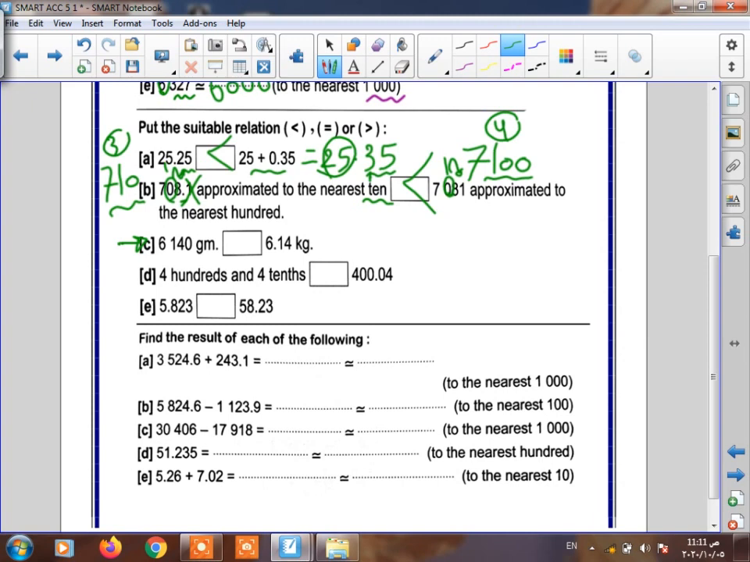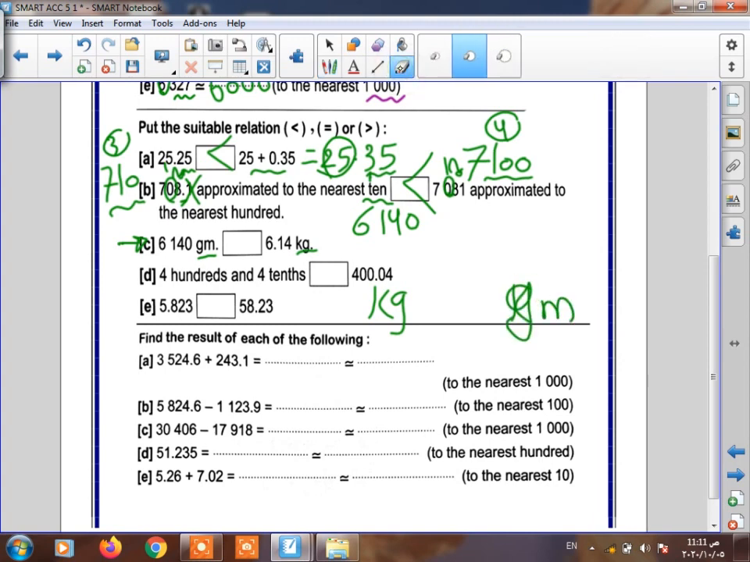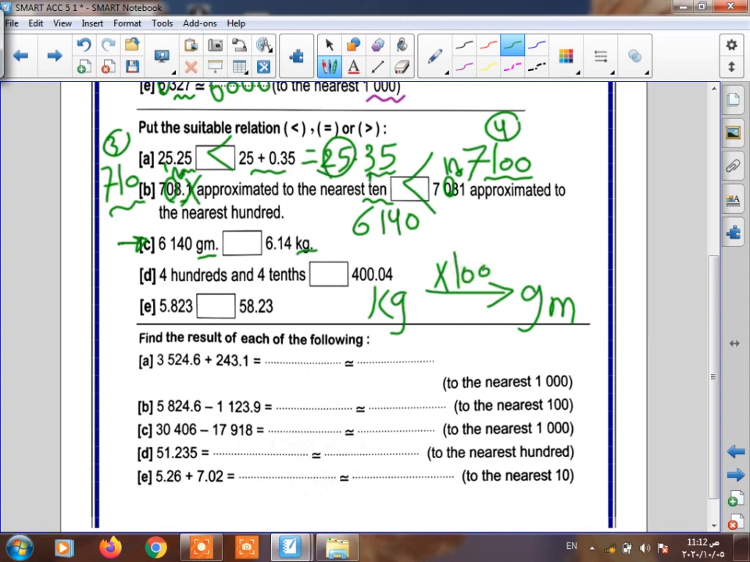Here, letter C, 6,140 grams. On the other side, 6.14 kilograms. As we took, we must compare between two same units. Here I have gram, but here I have kilogram. I must change gram into kilogram. How can I make it? As we took from junior 3, how can I change from kilogram into gram? From kilogram into gram, I make it times 1,000. What about the opposite? I make it divided by 1,000.